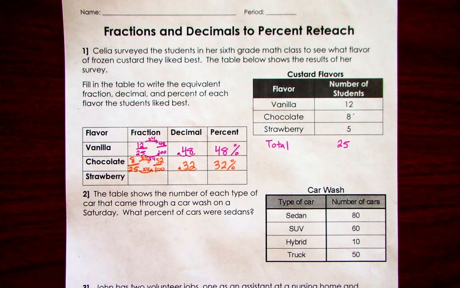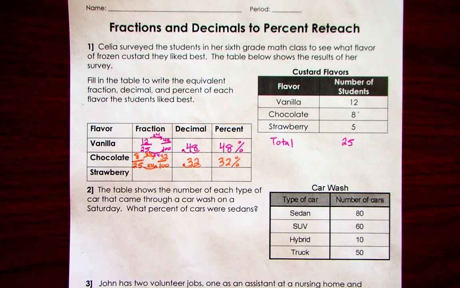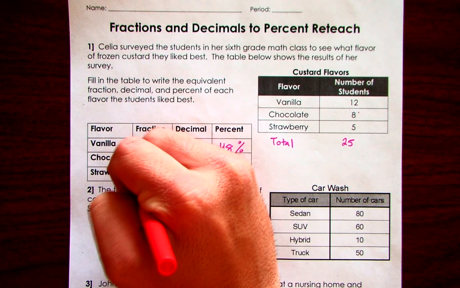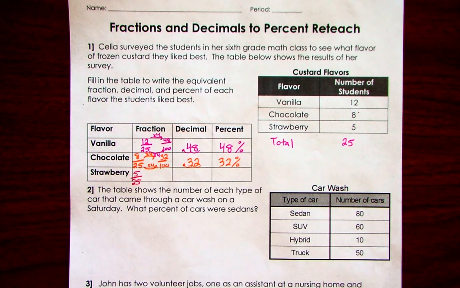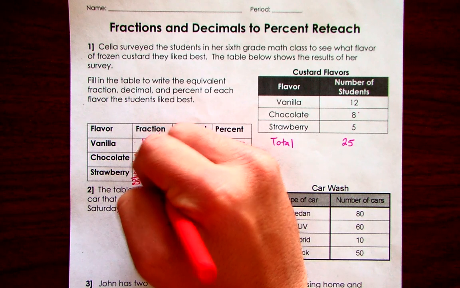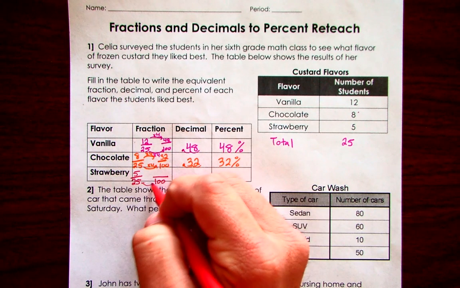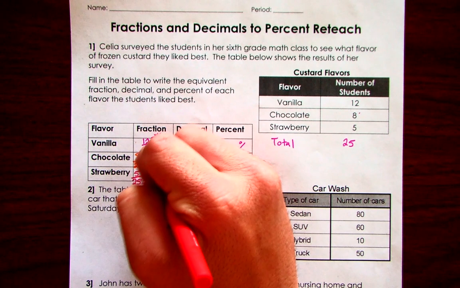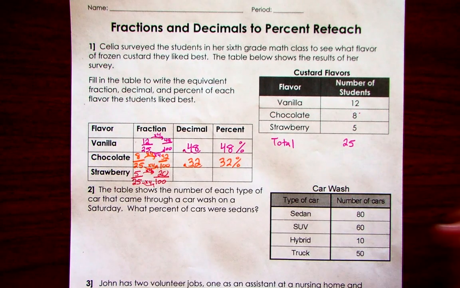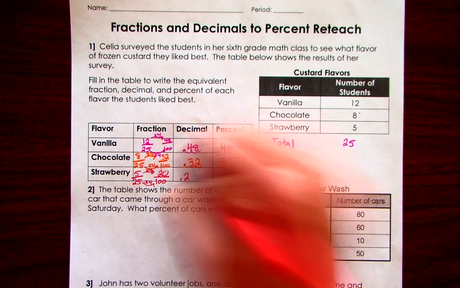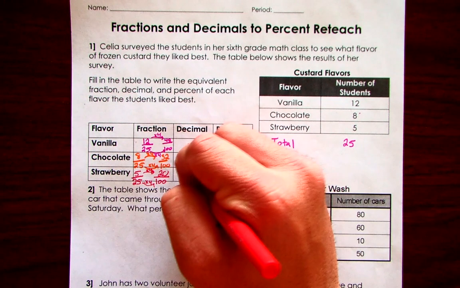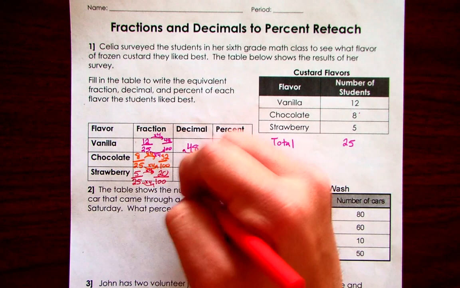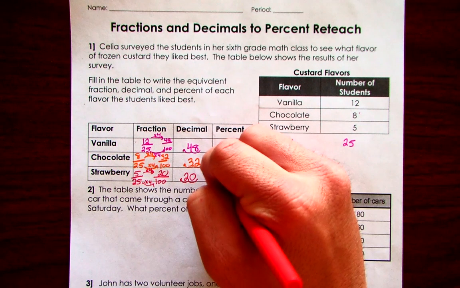And now let's look at this last one, strawberry. Well, it looks like there were 5 students that like strawberry out of 25 total students. Again, I want to get this put over 100. Again, 4 quarters will give you $1. So 5 times 4 would give you 20. So as a decimal, you could put 0.2 or 0.20. It's the same thing. I'm just going to put 0.20. To turn the decimal into a percent, move it 2 places to the right. So that would be 20%.